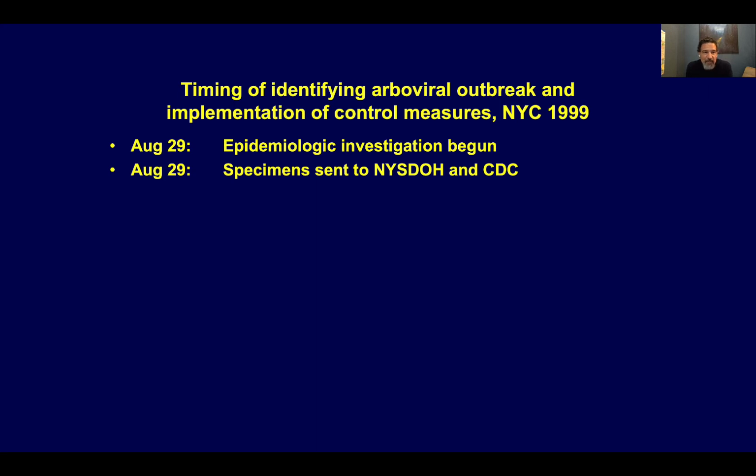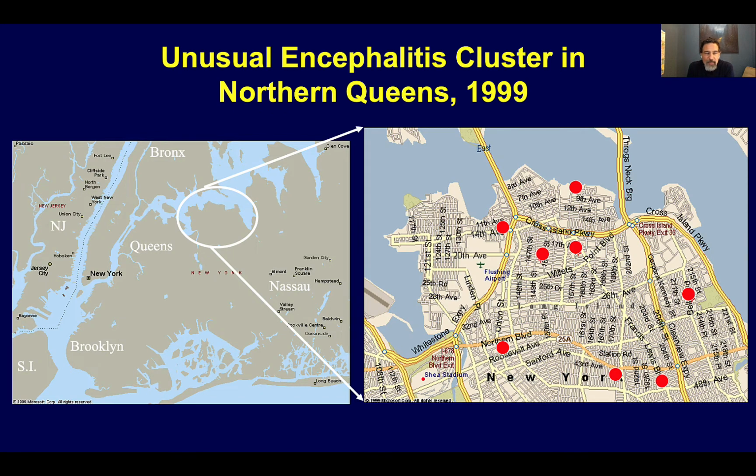So just to jump into a timeline here, it was August 29th where this epidemiological investigation began, and when specimens were sent to the New York State Department of Health Wadsworth Lab and CDC for further testing. And this map shows the area of Queens, northern Queens here, and then blown up on the right. The map on the right shows the significant residential or geographic clustering of these 8 patients, most of whom lived no more than a mile or 2 from each other.